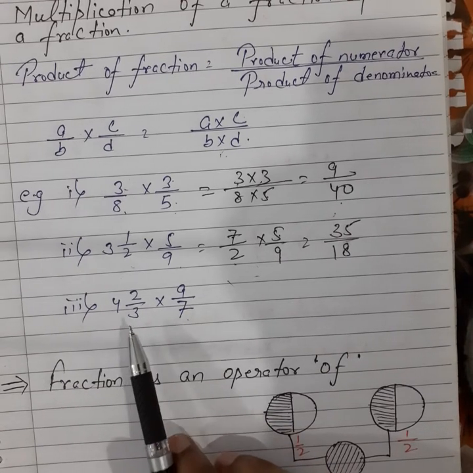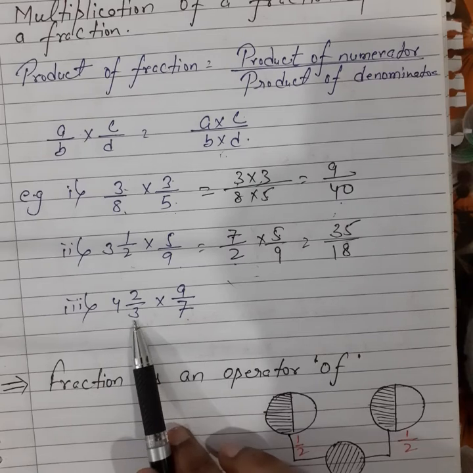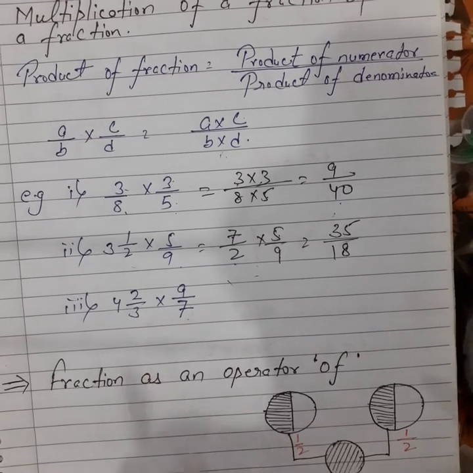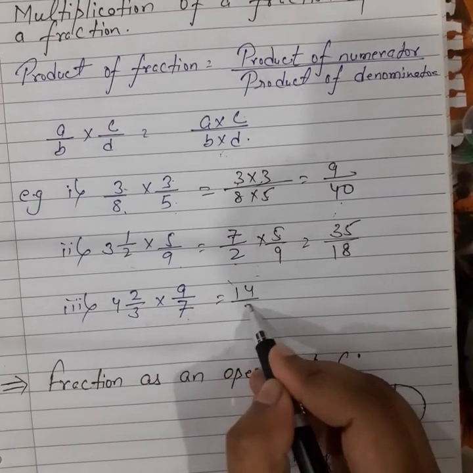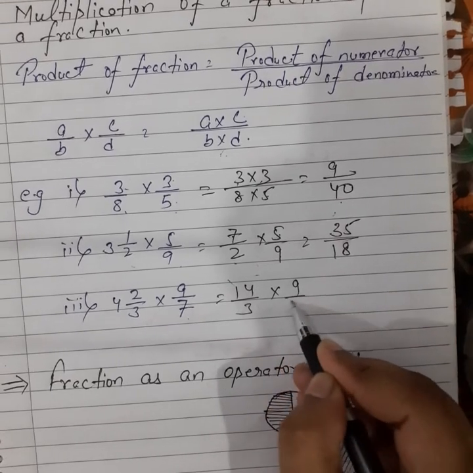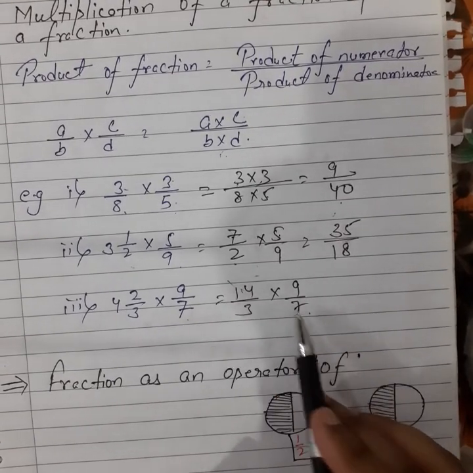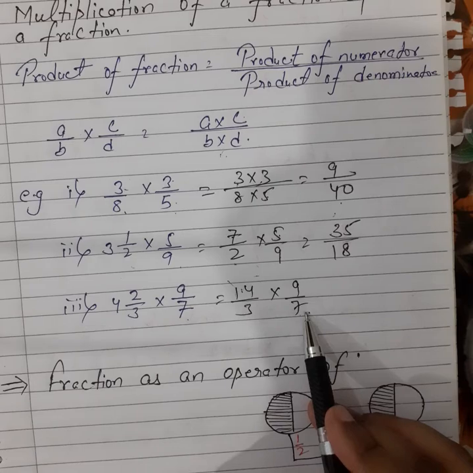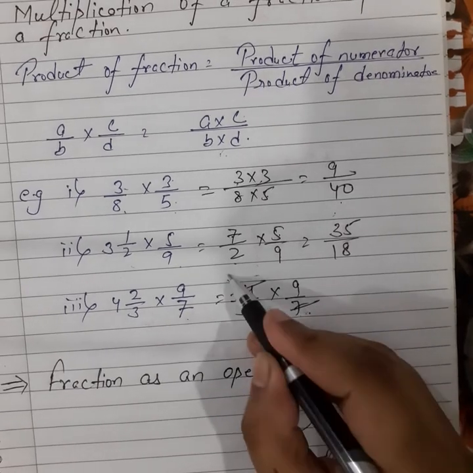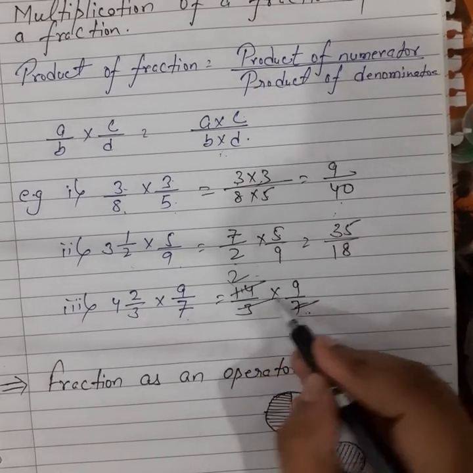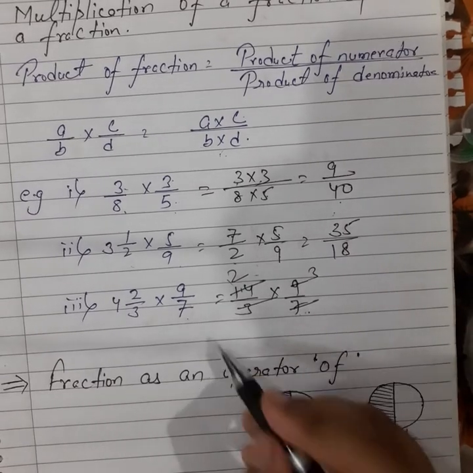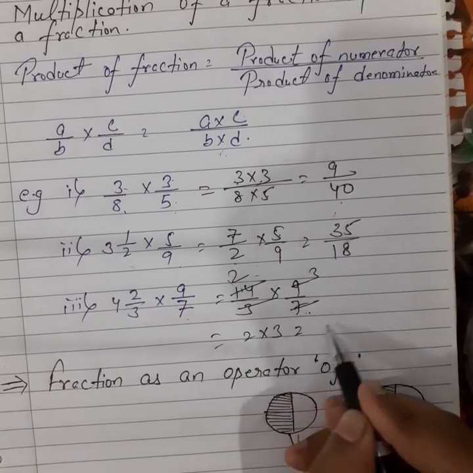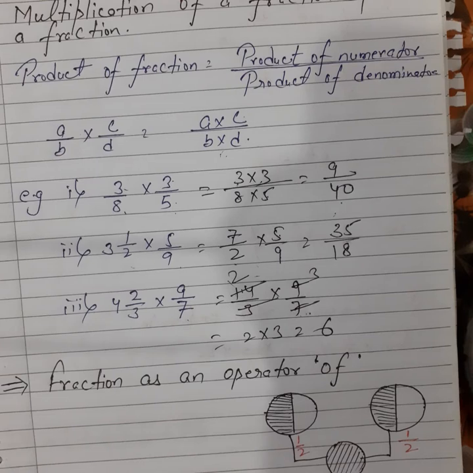The third is 4 whole 2 by 3 into 9 by 7. Again we change it into an improper fraction and it becomes 4 threes are 12 plus 2, that is 14 by 3 into 9 by 7. Now you can cancel out here also, that is 7 twos are 14 and 3 threes are 9. 2 into 3 and we get the answer 6.